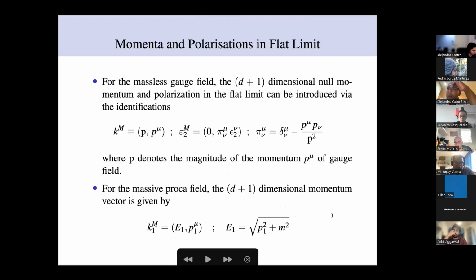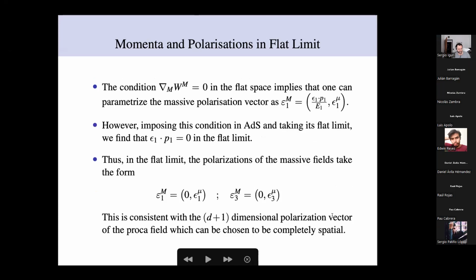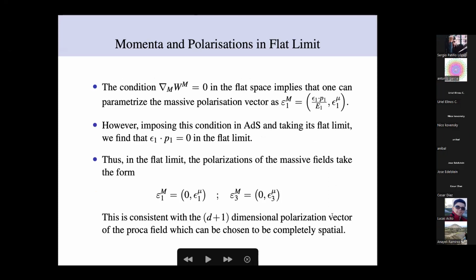Now for the massless gauge field, we need to introduce the momenta and polarization in the flat limit. For the massless gauge field, the d+1 dimensional null momentum and polarization in the flat limit can be introduced via this identification. And for the massive Proca field, the d+1 dimensional momentum vector is given in this natural manner. Next. This auxiliary condition, which I mentioned earlier in flat space, implies that one can parameterize the massive polarization vector in this way.